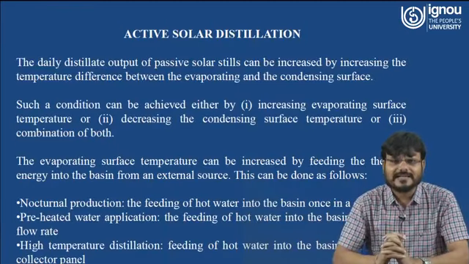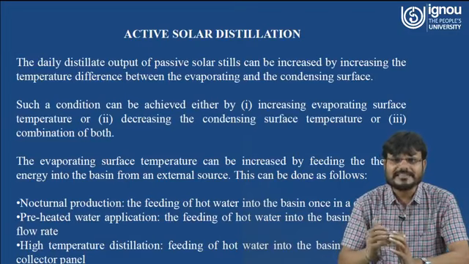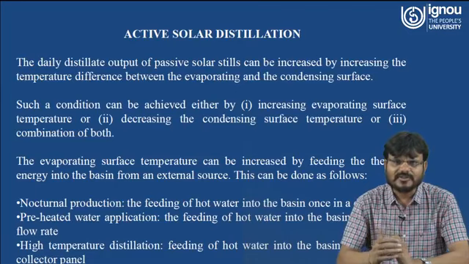Now you have to understand the active solar distillation. The daily distilled output of a passive solar still can be increased by increasing the temperature difference between the evaporating and the condensing surface. Such a condition can be achieved either by increasing the evaporating surface temperature or by decreasing the condensing surface temperature, or a combination of both. As I told you, if you want to increase the yield of the solar still, you either increase the evaporating temperature of the water, or decrease the condensing temperature of that particular glass, or a combination of both can be used.